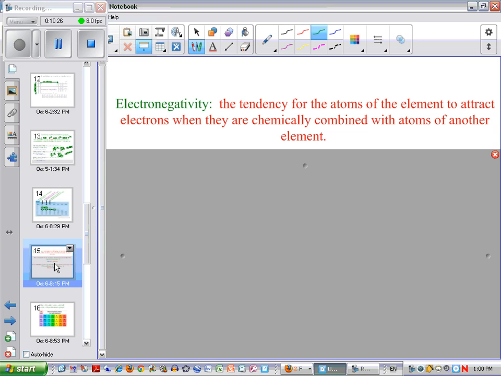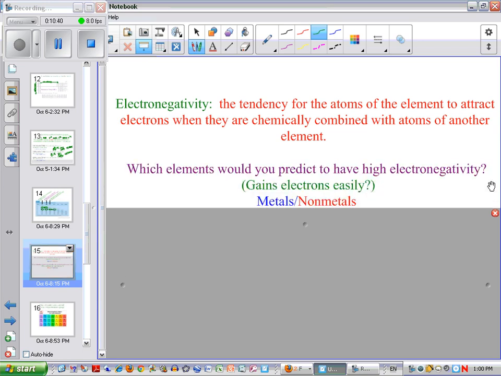Ashley must have a lower electronegativity. If Ashley had a higher electronegativity than me, she's going to win the tug of war. She wants it more than I do. So it's like an uneven sharing. That's what electronegativity is, the tendency of an atom to attract those electrons.